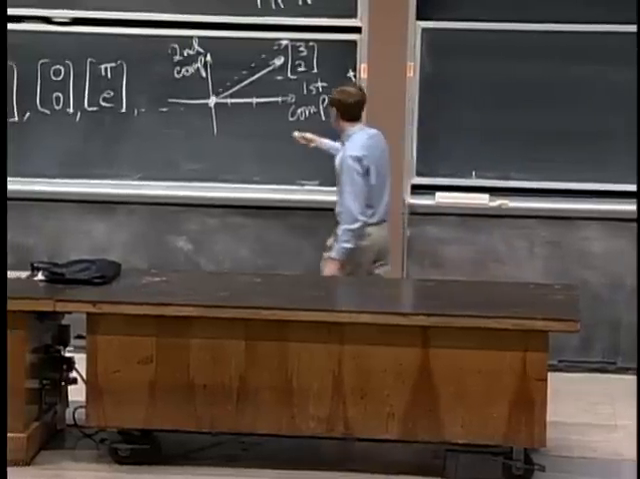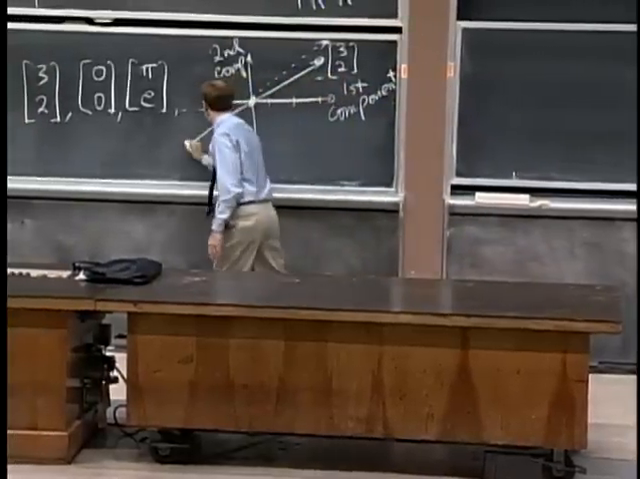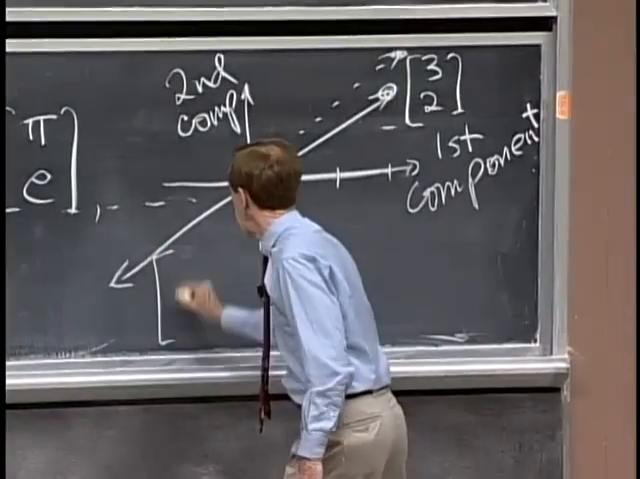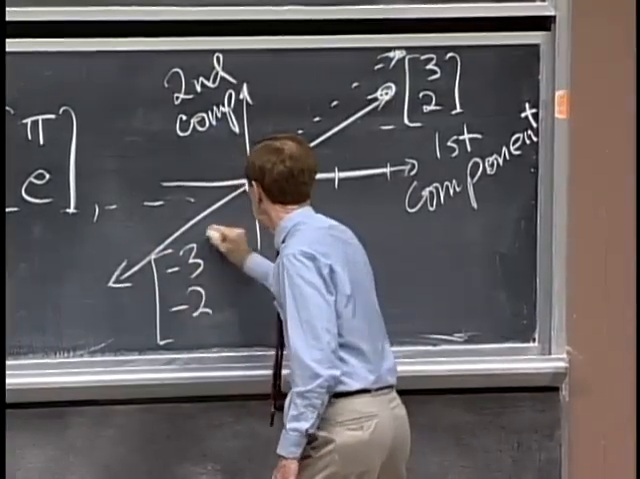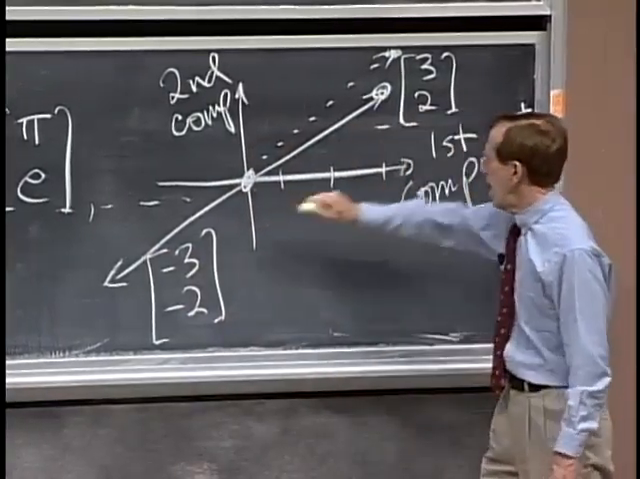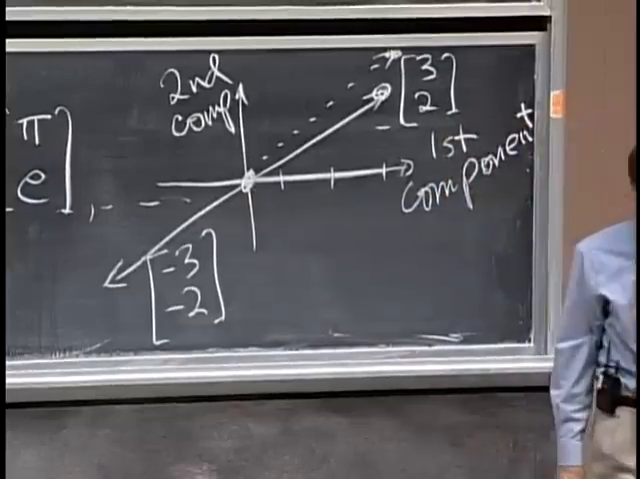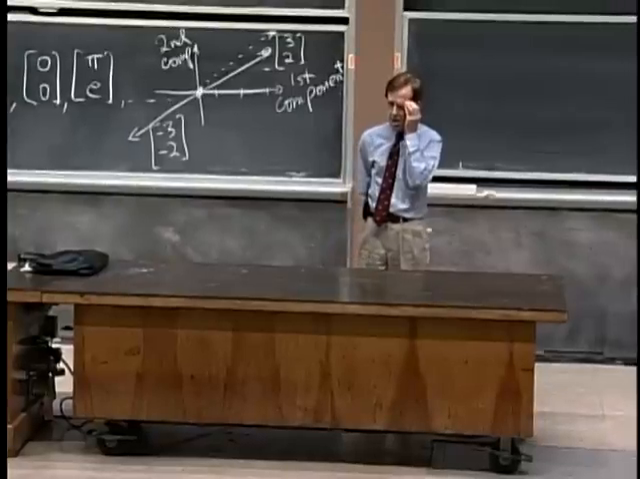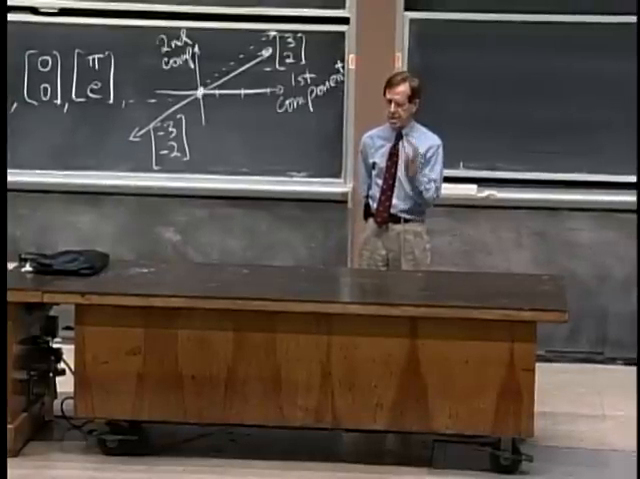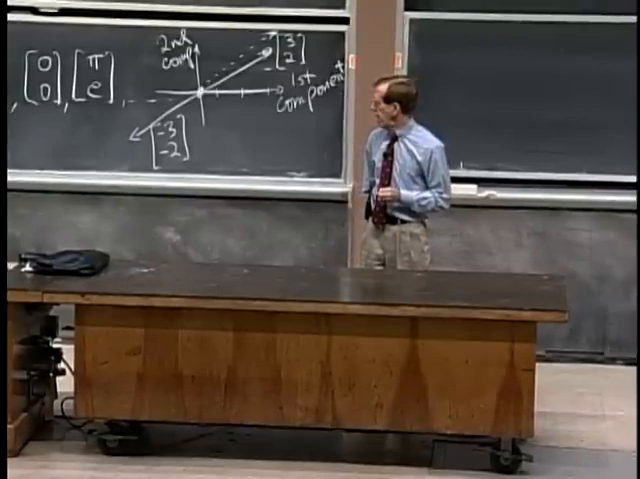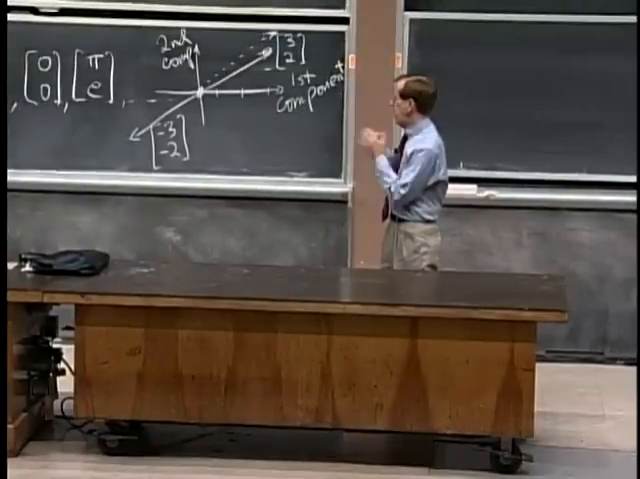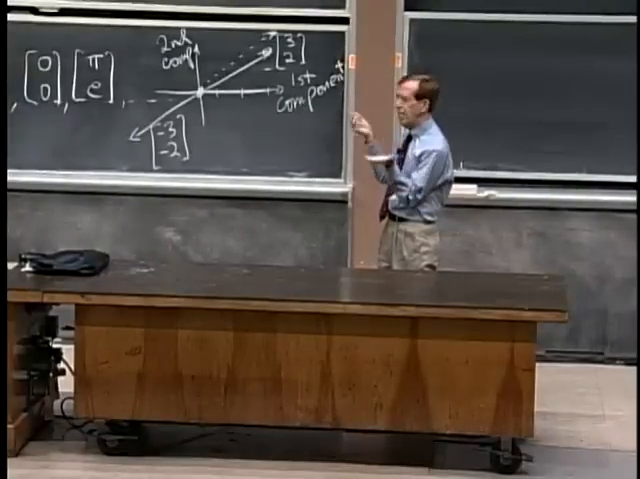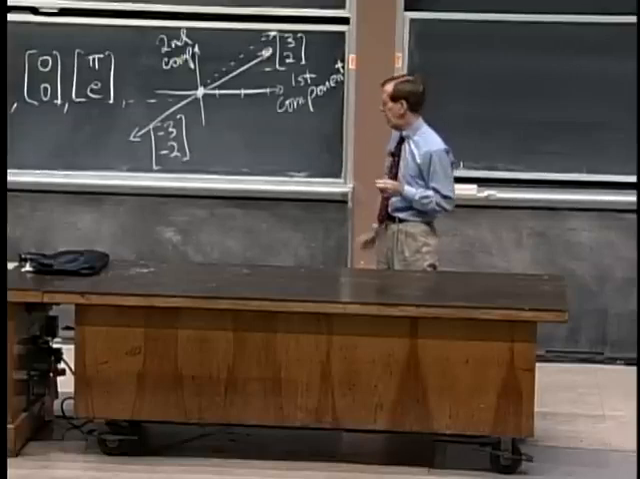And I have to be able to add 3, 2 to the opposite guy, minus 3, minus 2. And if I add those, I'm back to the origin again. No way I can do without the origin. Every vector space has got that 0 vector in it. Okay, that's an easy vector space because we have a natural picture of it.